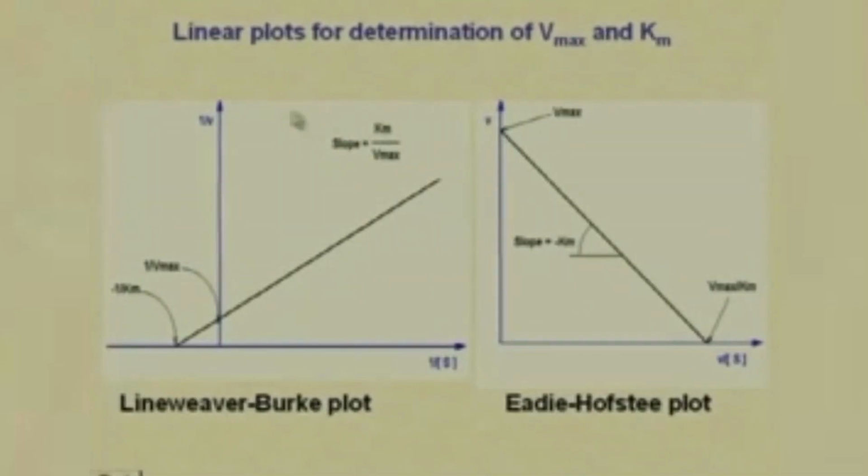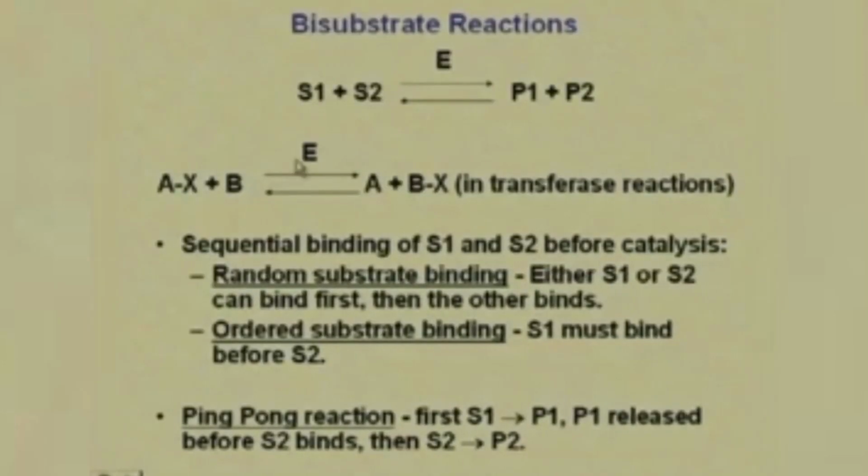So, but the most important one and the one probably that you need to know is the Lineweaver-Burk plot that is used for the determination of what? The determination of Vmax and Km, which otherwise you could not determine. Okay? Now, what happens if we have more than one substrate?